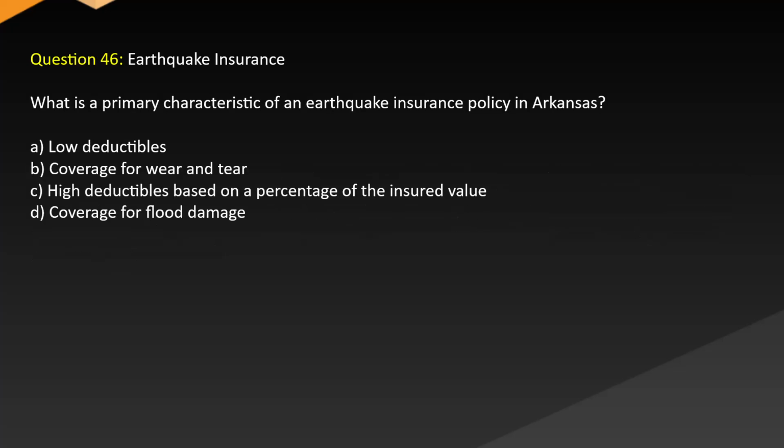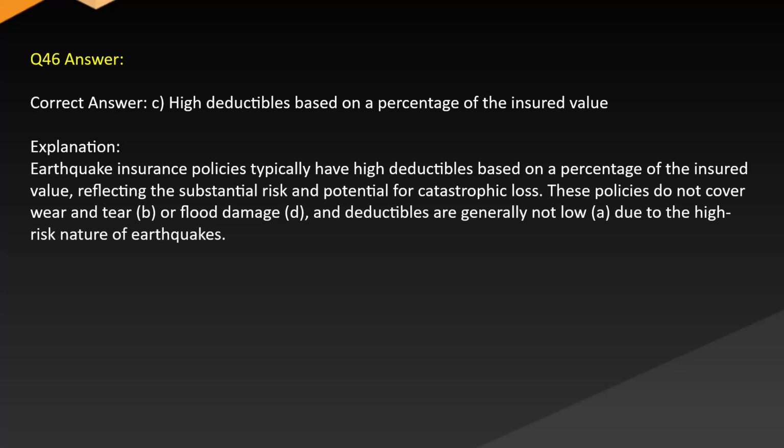Question 46. Earthquake insurance. What is a primary characteristic of an earthquake insurance policy in Arkansas? A. Low deductibles. B. Coverage for wear and tear. C. High deductibles based on a percentage of the insured value. D. Coverage for flood damage. Correct answer C. High deductibles based on a percentage of the insured value.